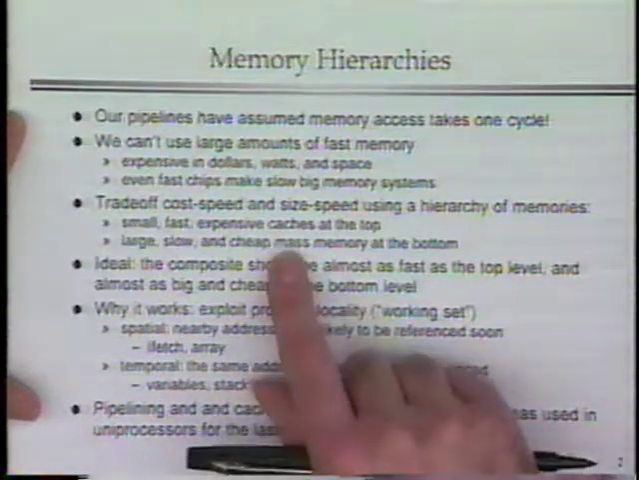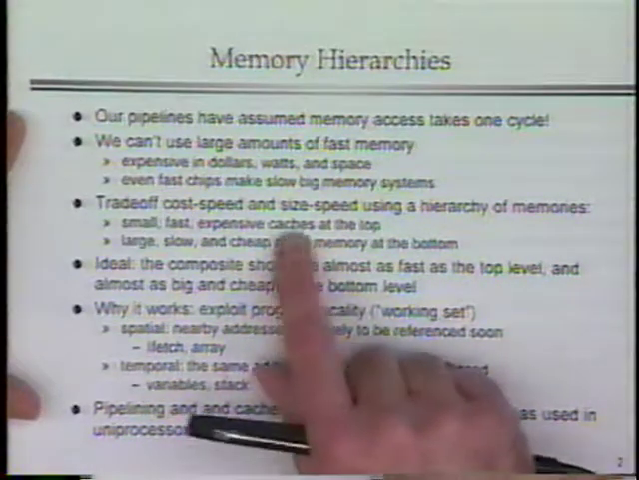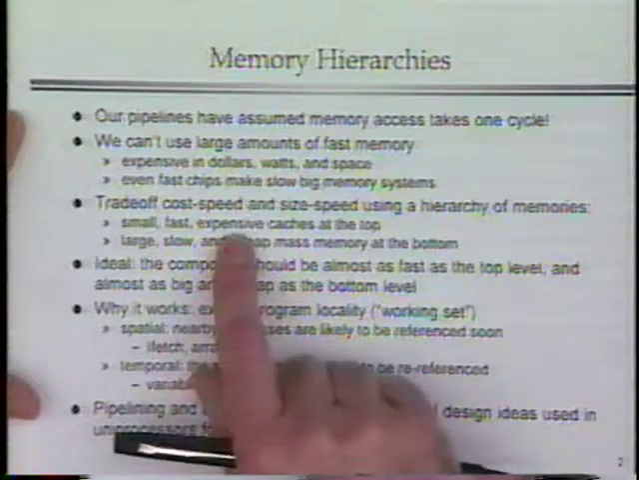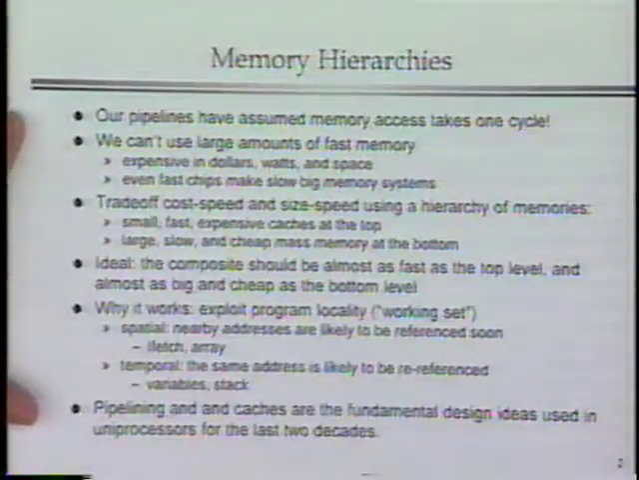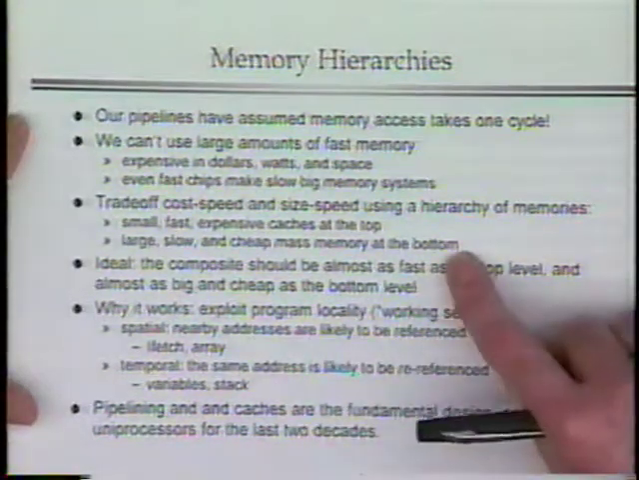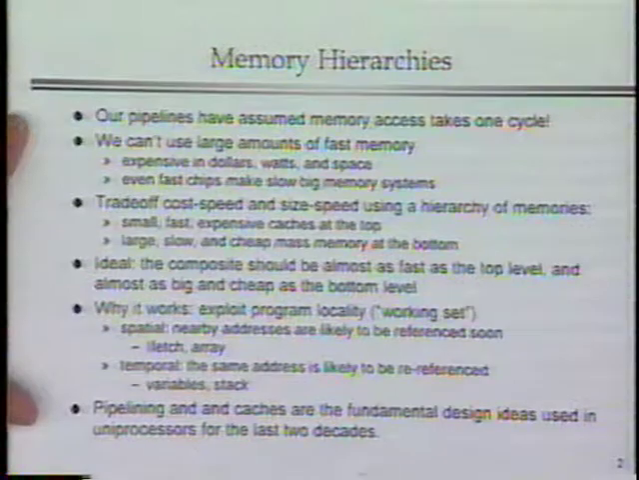So the obvious trade-off is to use a hierarchy of memory where you put the small, fast, expensive caches at the top of the memory hierarchy and the large, slow, and cheap memory down at the bottom. And the idea is to make it as cheap as the thing at the bottom and as fast as the thing at the top. Well, you can approach that, obviously not achieve that.